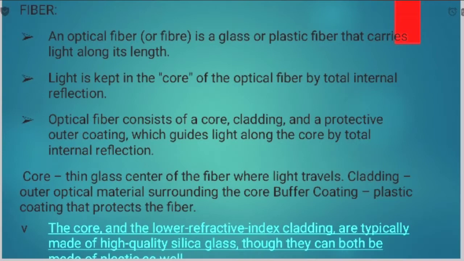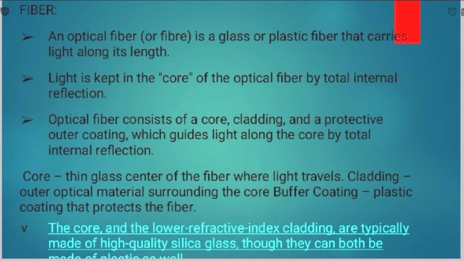An optical fiber is made up of a glass or plastic fiber that carries light along its length. As we know, the medium is the optical fiber, made of either glass or plastic. The light is kept in the core of the optical fiber by total internal reflection. We all know that the fundamental principle behind optical fiber communication is total internal reflection. The information carried by the light is reflected again and again back into the core, into the medium, so attenuation or distortion can be reduced.